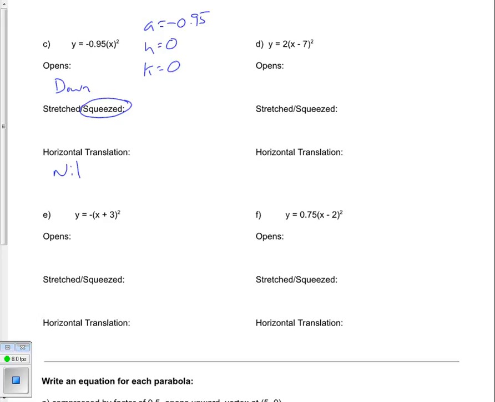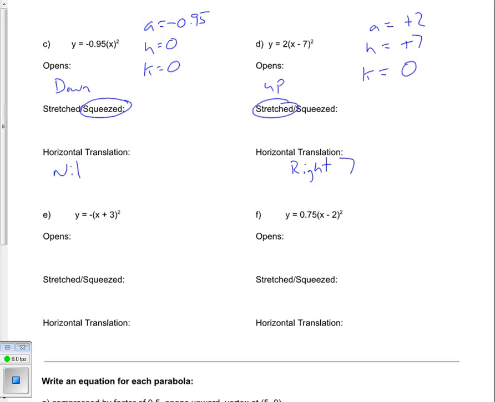If we look at D, again, identify the a, h, and k values. a is positive 2, h is positive 7, k is 0. Because the a value is positive, it opens up. Because the a value is 2, it's bigger than 1, so it's stretched. And there is a horizontal translation, so it moves to the right. We look at the h value. h value is positive 7, so it moves right 7.